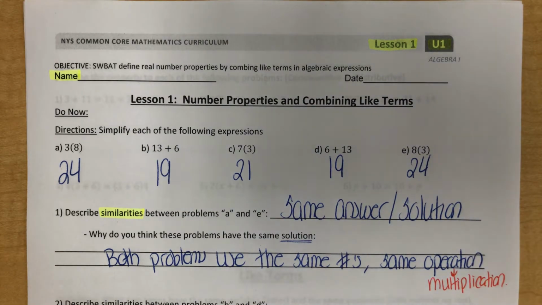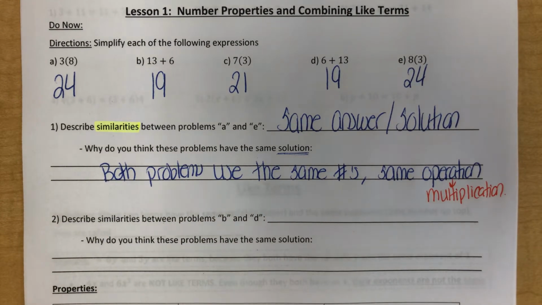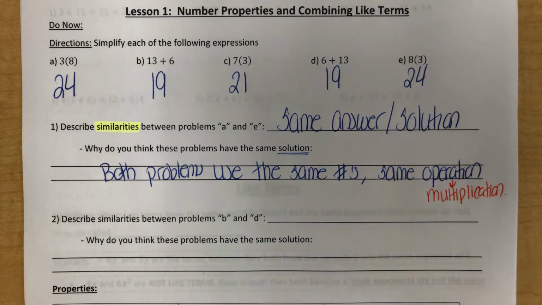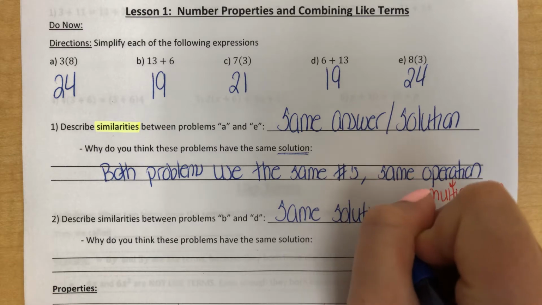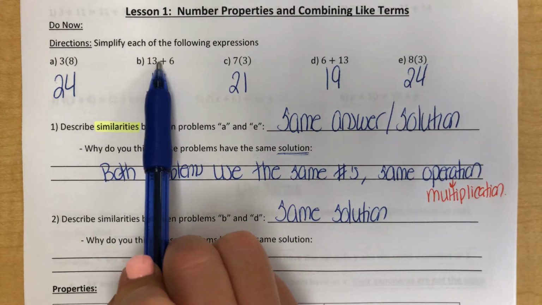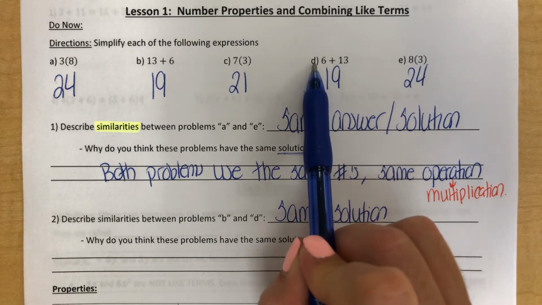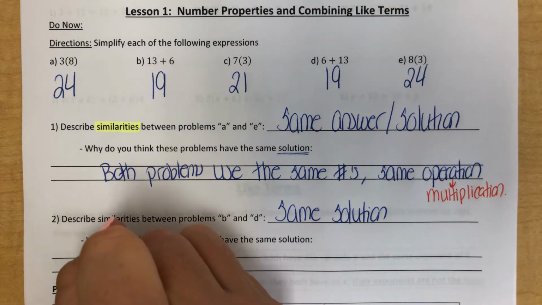All right. So now if we look underneath at number 2, it says describe the similarities between B and D. Well, if I look, B and D also have the same answer, or that better word, the same solution. So I'm going to write they have the same solution. And again, why do we think these problems have that same answer, that same solution? Well, if I look, I'm adding 13 and 6 in part B, and I'm adding 13 and 6 in part D. The numbers are just switched. That's okay. So I'm going to put a very similar answer.